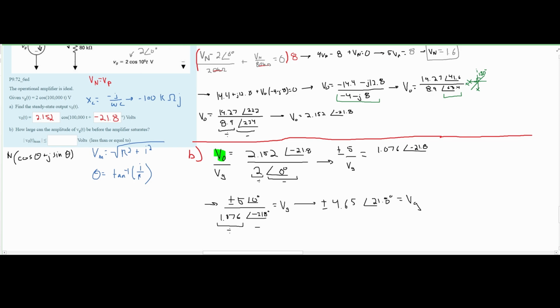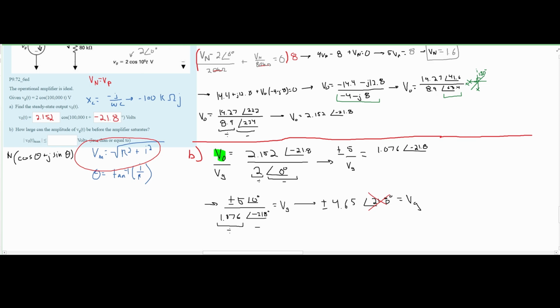Now, for our voltage, we don't really need to worry about our angle right here. It's not important to our overall problem. And in fact, we know that if we were to, since it's in the polar form right now, convert this to the rectangular form and then convert it back to the polar form, we would get that our V of M is equal to 4.65.